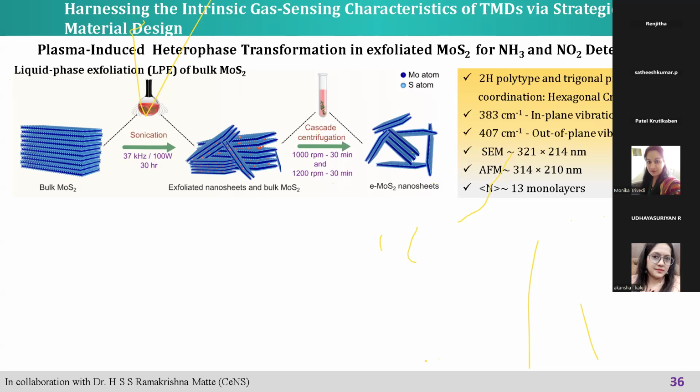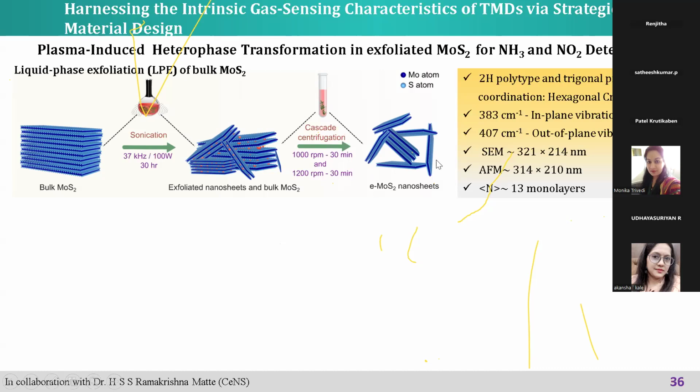This method is called exfoliation. Please remember the word exfoliation. You take a bulk material where there are layers, called bulk chalcogenides. This bulk material we put in ultrasonication, which you must have heard of in the chemistry lab. The ultrasound is sent to the solution medium, and it interacts with the medium, having high energy to split the particles. The same technique is used.